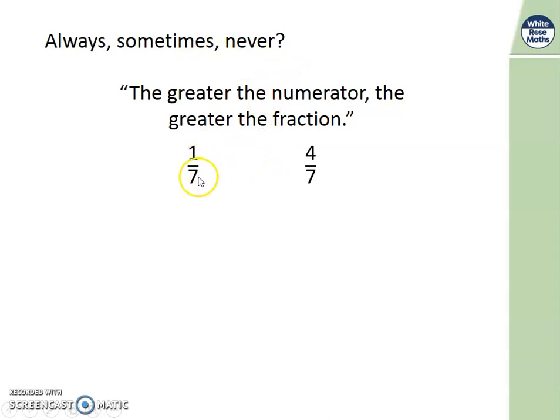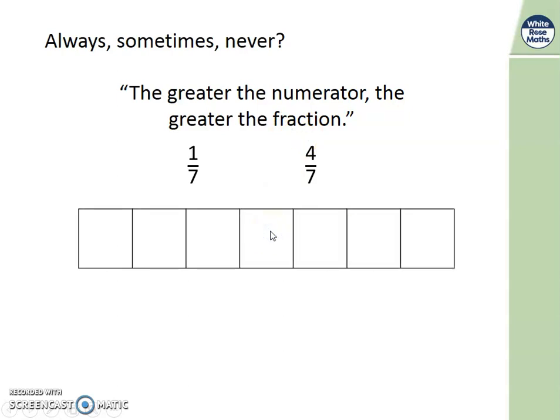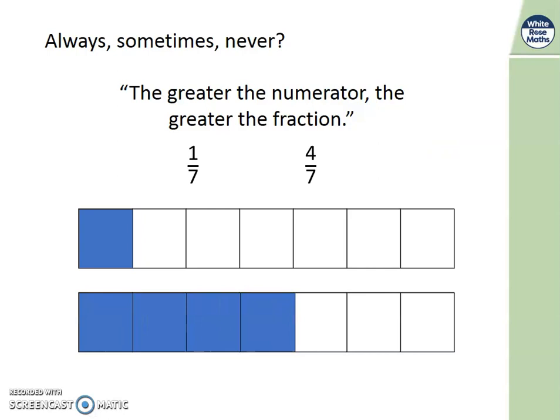Let's start with 1/7 and 4/7. Notice the denominator is the same, but the numerator, this one is greater. The greater the numerator, the greater the fraction. Is this true? Let's build it to prove it. Here I've split my line into 7 pieces. Here is 1/7. Underneath I draw an identical line, but this time I shade in 4 of the 7 pieces. This shows someone that I am proving that the greater the numerator, the greater the fraction when I compare 1/7 and 4/7.